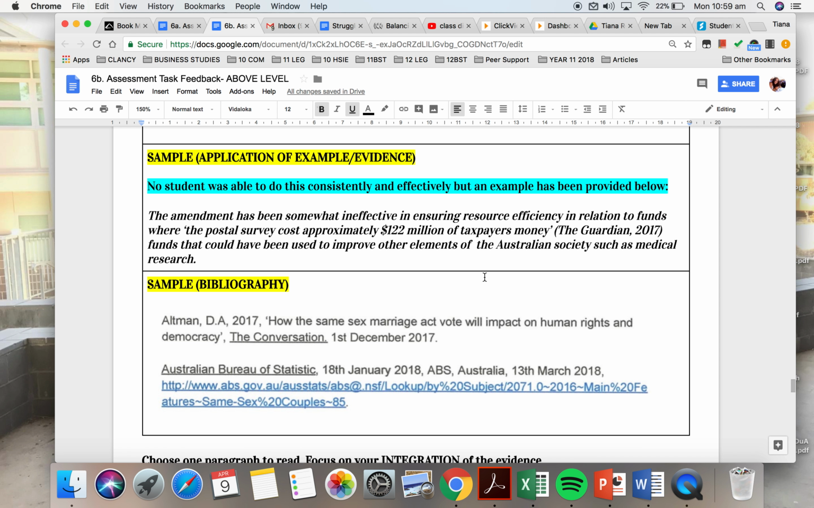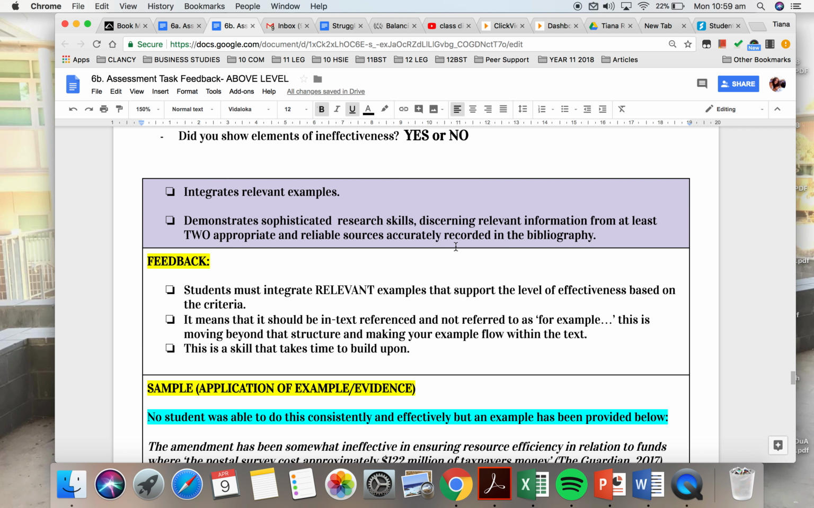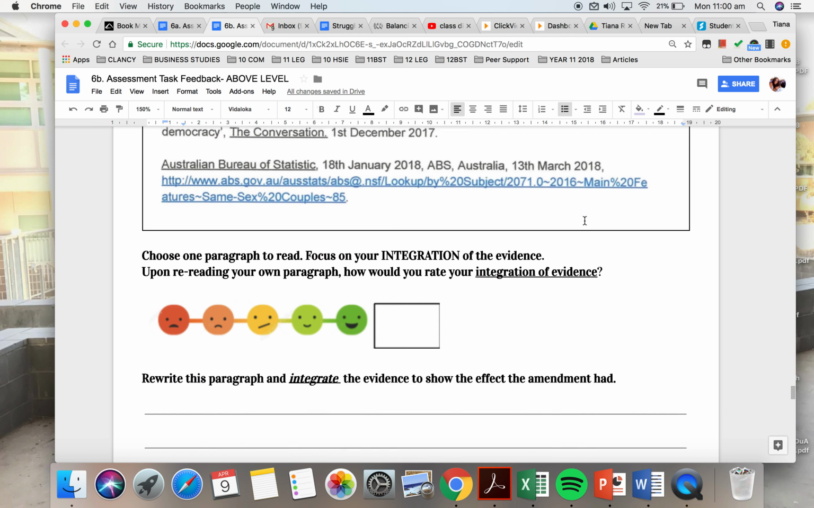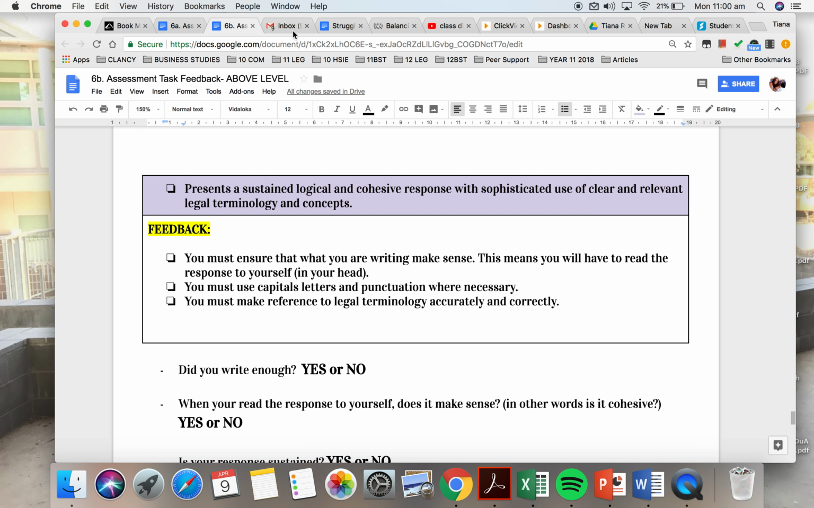With above level bibliography, you need to make sure that you're using sources that give you relevant information rather than just any background research. So you're only using the sources in above level that you use to help you write your response. Okay, can you open up your laptops and can you complete both core and above level on application of examples or integration of examples based on whatever response you did?